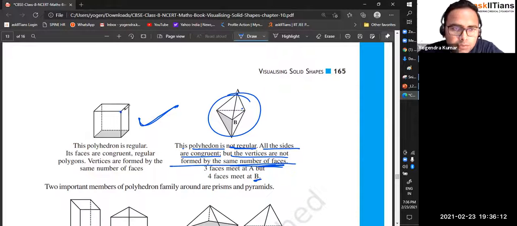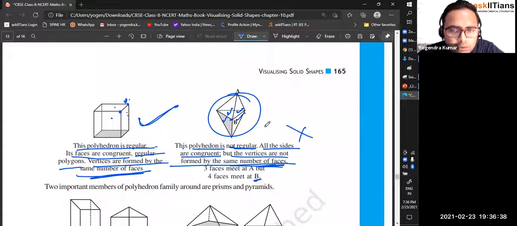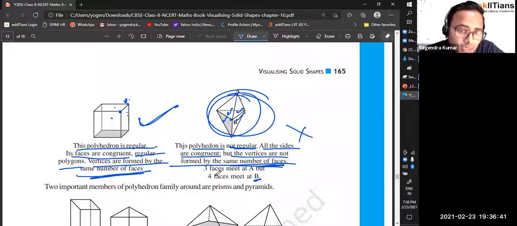Here if you observe, 1, 2, 3, 3 faces. Now here 1, 2, 3, the backside face, 3 here also. So this is a regular polyhedron. Its faces are congruent regular polygons, and vertices are formed by the same number of faces. Here B has how many faces? 1, 2, 3, 4. 4 faces are making it. Here vertex A is made by 3 faces. So that's why we are not going to count this one. The faces look like this here, but we will not count this as a regular polyhedron, right?